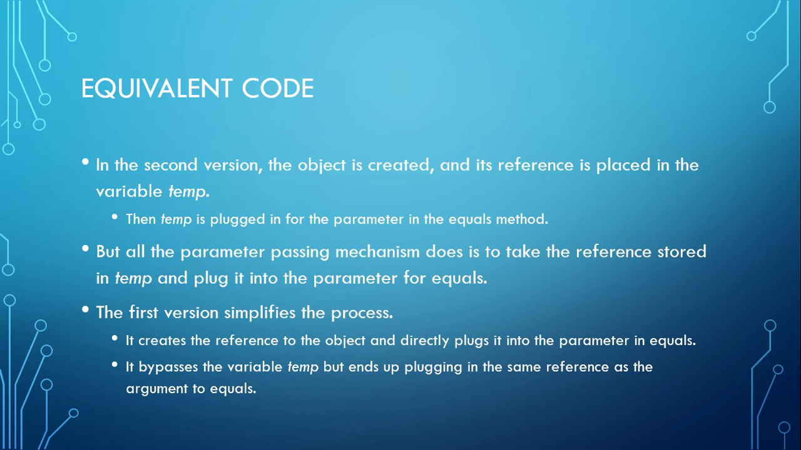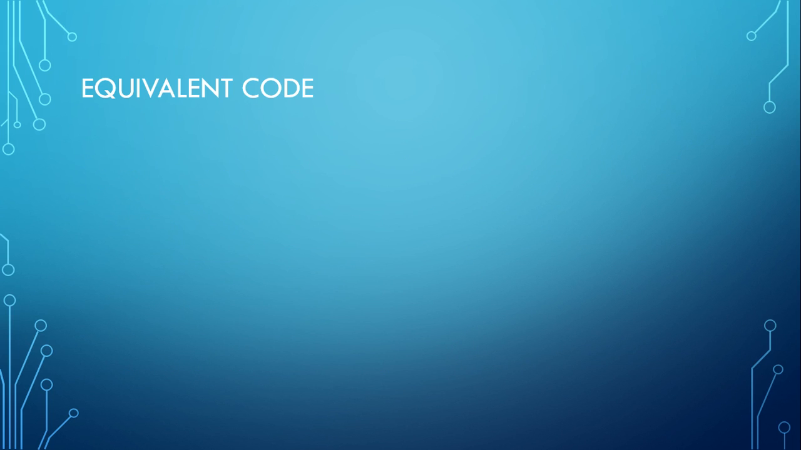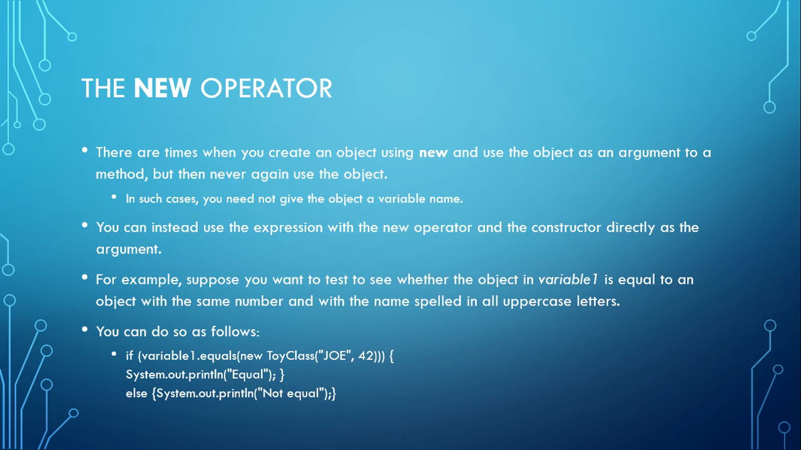But all the parameter passing mechanism really does is take the reference stored in temp and plug it into the parameter for equals. The first version simplifies this process immensely. You notice it was fewer lines of code, for example. It creates a reference to the object and plugs it directly into the parameter in equals. It bypasses the variable temp, but ends up plugging in the same reference as the argument to equals. So let me just flip back real quick here, and that was this line right here.